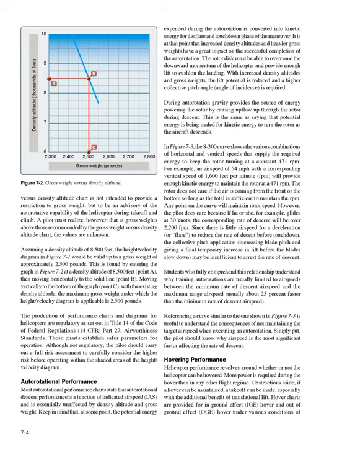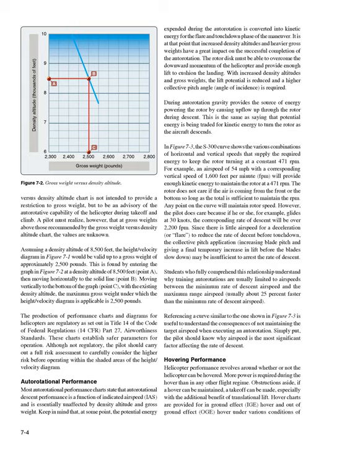With increased density altitudes and gross weights, the lift potential is reduced and a higher collective pitch angle, angle of incidence, is required. During autorotation, gravity provides the source of energy powering the rotor by causing upflow up through the rotor during descent. This is the same as saying that potential energy is being traded for kinetic energy to turn the rotor as the aircraft descends.